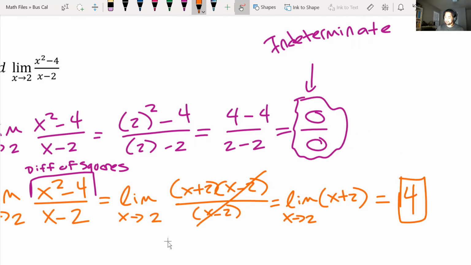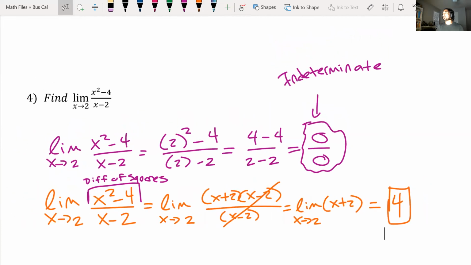Definitely. Do you mind zooming out so I can take a picture? Yeah, there you go. I was going to say, for a second I was going to leave it at the x plus 2, but that wouldn't be solved. So you have to remember to plug in 2. Exactly. All right, thank you.